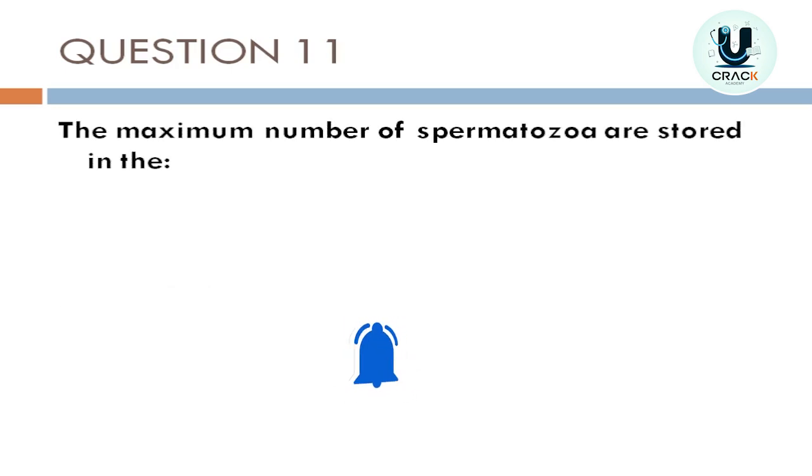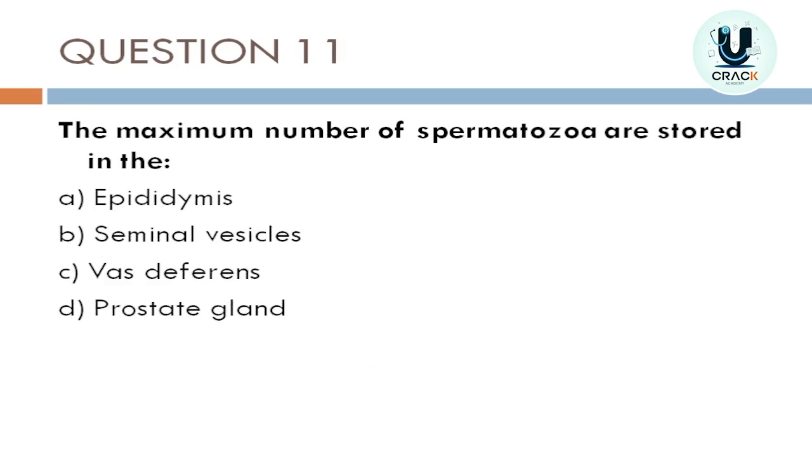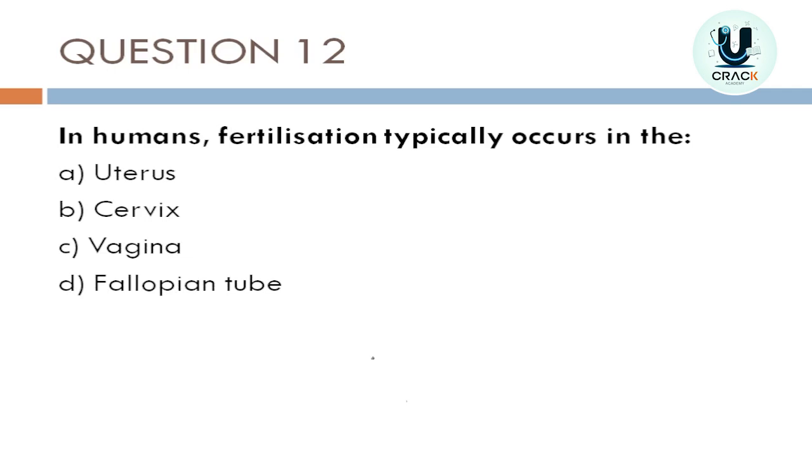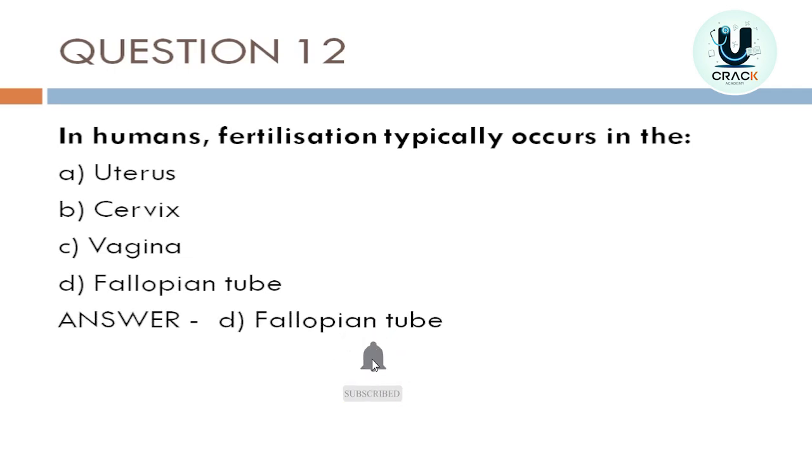Question number 11. The maximum number of spermatozoa are stored in the A. epididymis, B. seminal vesicle, C. vas deferens, D. prostate gland. Answer: A. Epididymis. Question number 12. In human, fertilization typically occurs in the A. Uterus, B. Cervix, C. Vagina, D. Fallopian tube. Answer: D. Fallopian tube.